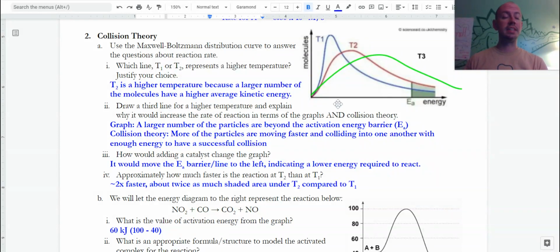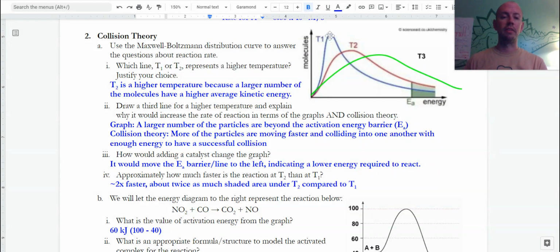So, just to see and hear it another time, a Maxwell Boltzmann distribution curve, named after two different people, shows us the fraction or number of molecules moving with a certain speed or kinetic energy. The farther they are to the right, the higher the energy those particles have. The farther to the left, obviously, they'd be moving more slowly. The taller our graph is showing us that there's more molecules with that energy.